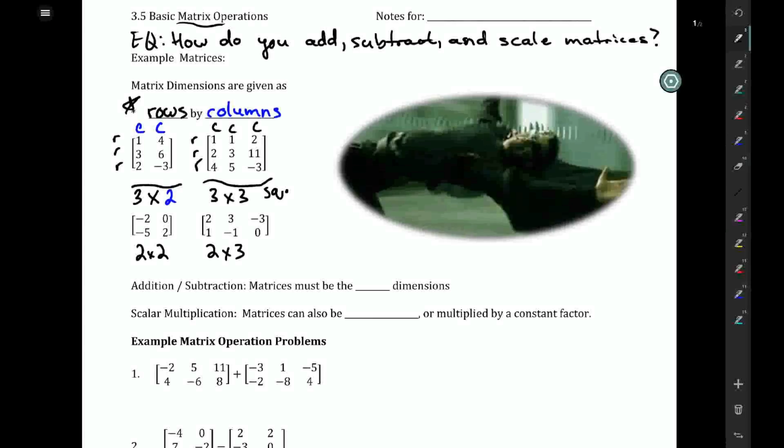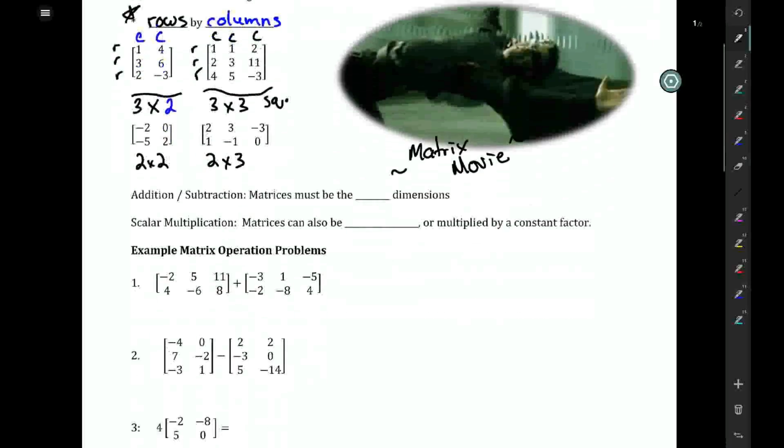This photo, by the way, is from the Matrix movie. Okay, it's a little older now, but please, if you haven't seen it, I'll be referring to it several times coming up. You should check it out.